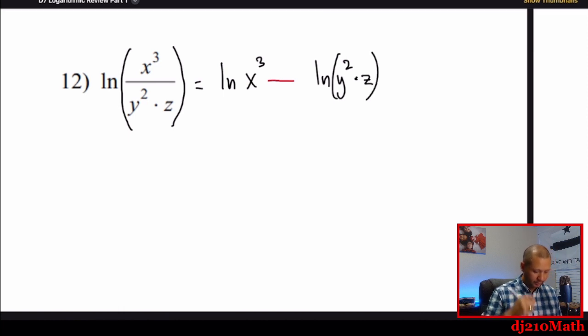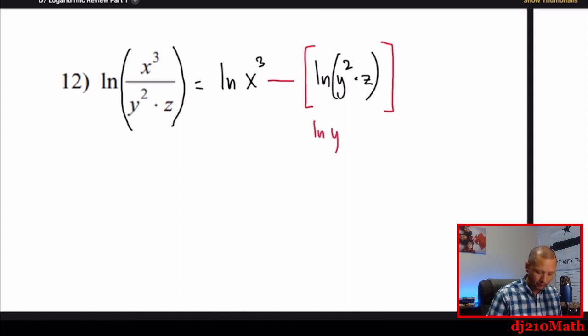Okay, so the minus is the negative, and it's applied to everything in the brackets. Brackets and parentheses are synonymous. They're the same thing. So this part here is multiplication. So this is going to be natural log y squared plus natural log z.